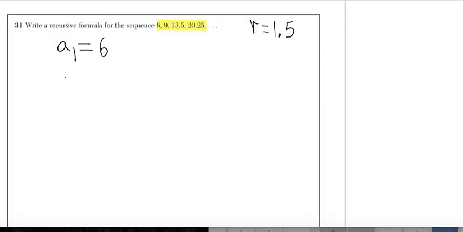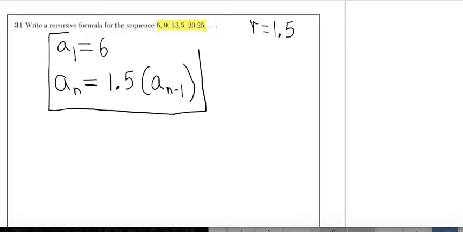So here's how it goes. To get the nth term, I do 1.5 times the previous term, which is a of n minus 1. If you know how to write recursive formulas, this should be no issue. And it's a geometric sequence with a common ratio of 1.5 and a first term of 6. Okay? That's all there was to it. There are other ways you could have written it too, similar ways, but this was one of the simplest ways. All right? We're moving on.